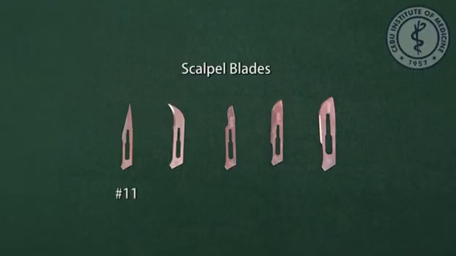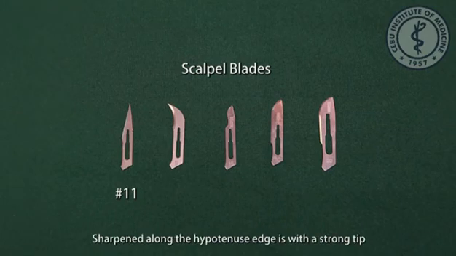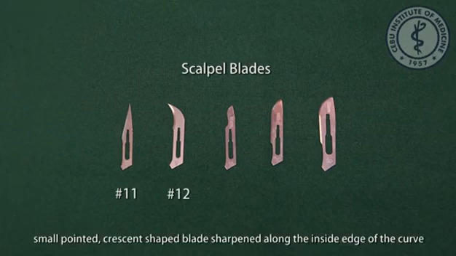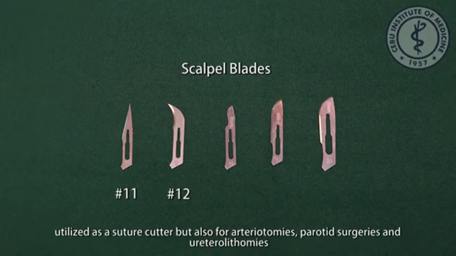Blade number 11, also known as the stab knife, with its elongated triangular blade sharpened along the hypotenuse edge, with a strong pointed tip. Blade number 12, a small, pointed, crescent-shaped blade sharpened along the inside edge of the curve, utilized as a suture cutter but also for arteriotomies, parotid surgeries, and ureteral lithotomies.